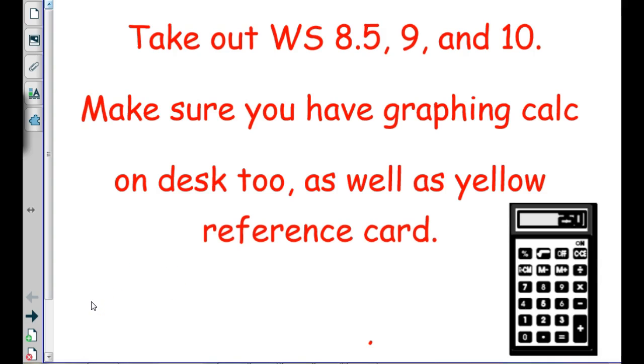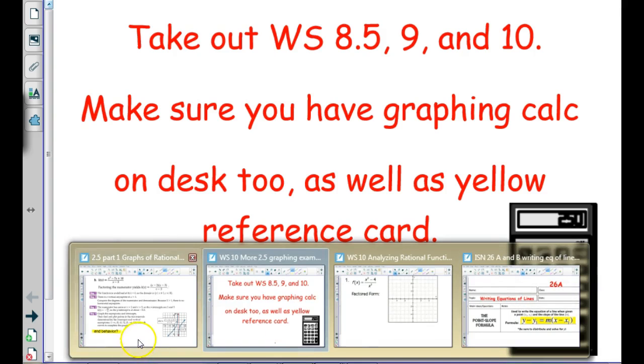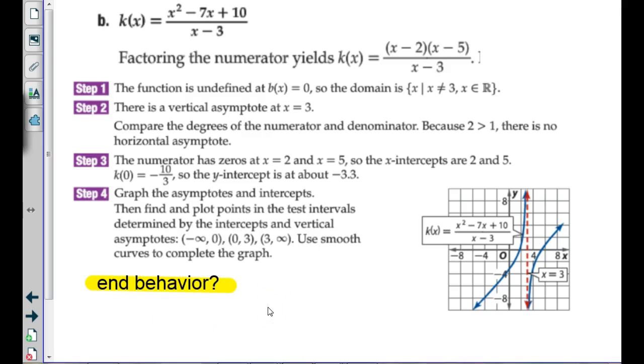So for 2.5A, we are going to start today with this example that I skipped yesterday. The steps using your yellow sheet: it's factored. Then it says find the domain, and it would be everything except 3. The vertical asymptote would be at x equals 3.